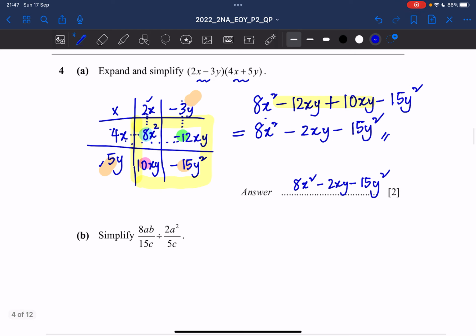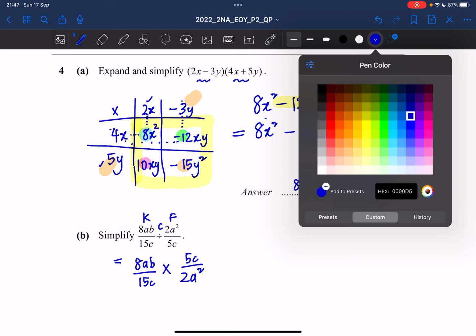Now next one is division of fractions. So we can use KCF. KCF means keep, change and flip. So the first fraction we keep, divide, change to times. Then the last fraction we actually flip, so it becomes 5c over 2a squared.